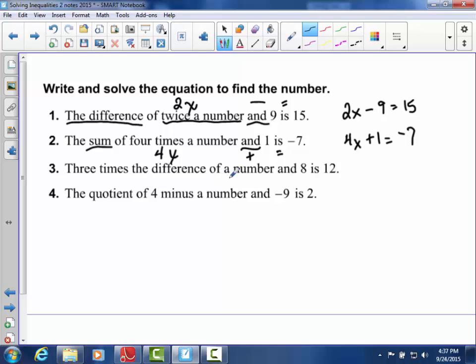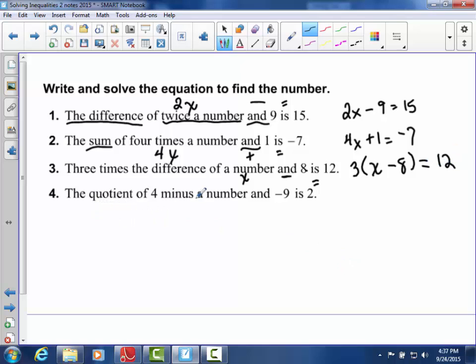All right, 3 times the difference of a number and 8 is 12. Okay, so we're going to multiply the entire difference by 3. So we're saying 3 times some other thing. Difference means to subtract. The word and tells us where our subtraction symbol goes. We have a number, so x, and 8 is our equals. So 3 times x minus 8 equals 12.